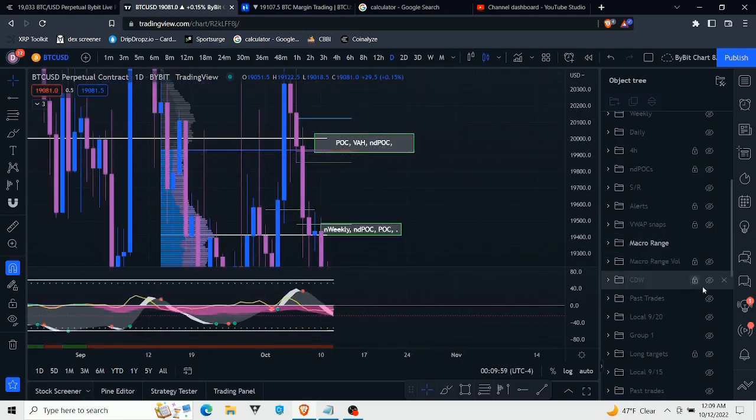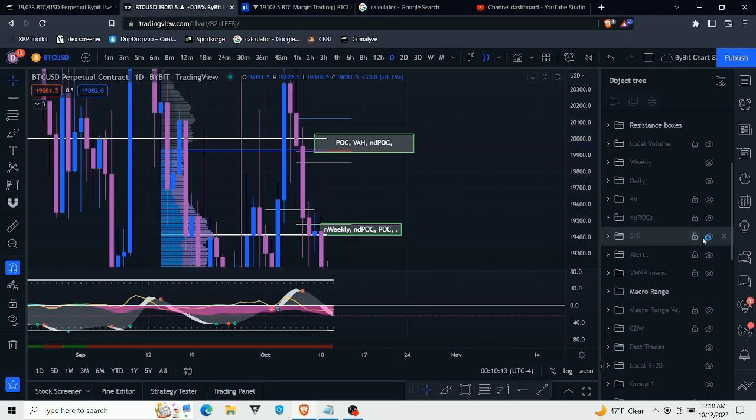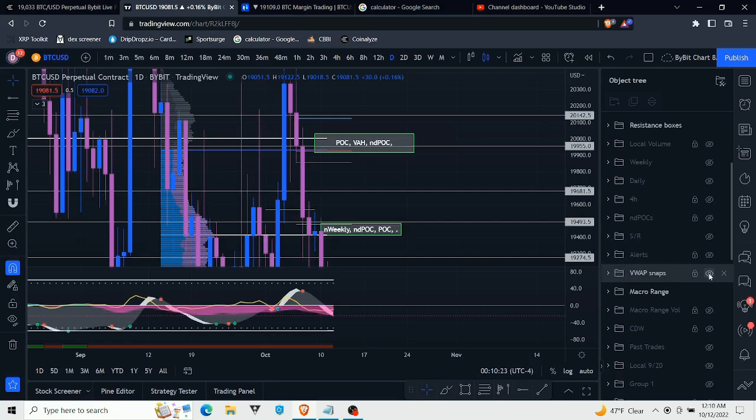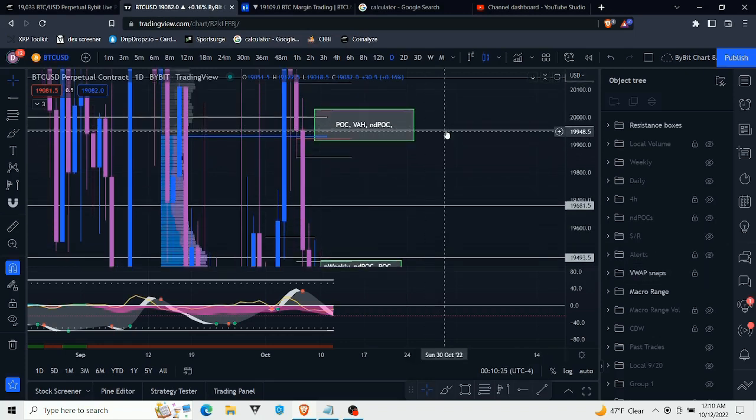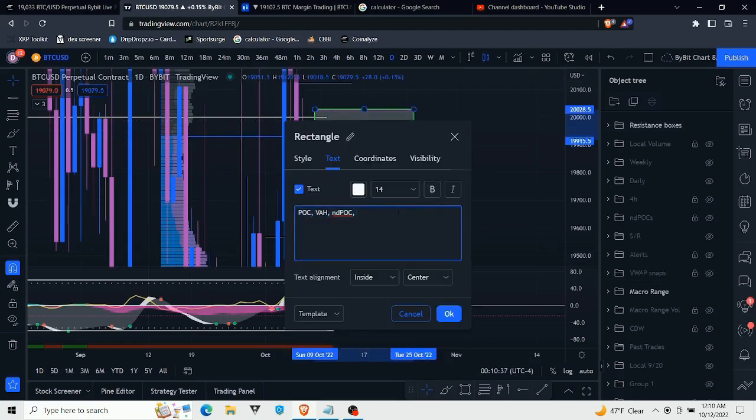And it also says ndPOC on it. So if I turn on my ndPOC files, you'll see that we have one lining up almost perfectly with the macro point of control. So that is some even more Confluence added onto that. And then we can go through, even turn on some of my other folders, and see if there's something I missed. Well, one of those VWAP snaps that I marked out earlier just happens to line up right in this area as well. So that is some interesting Confluence there. So I guess I can write VWAP snap on here as well.